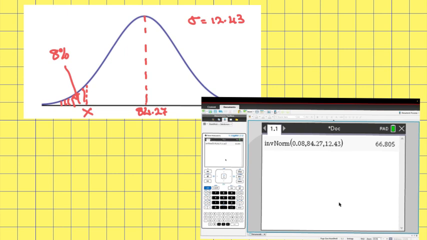So in this case, a weight of 66.8 kilograms means that 8% of our males are below 66.8 kilograms. So for D, X is equal to 66.8 kilograms.